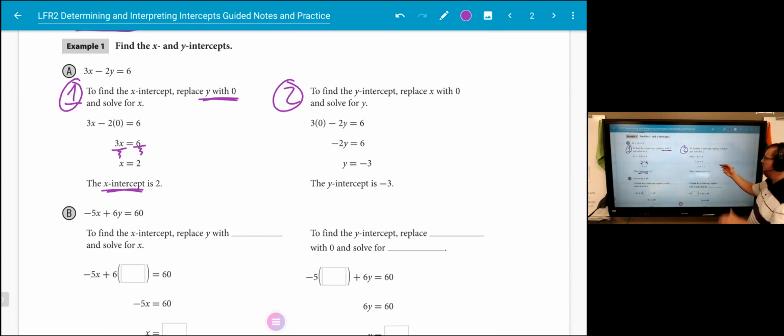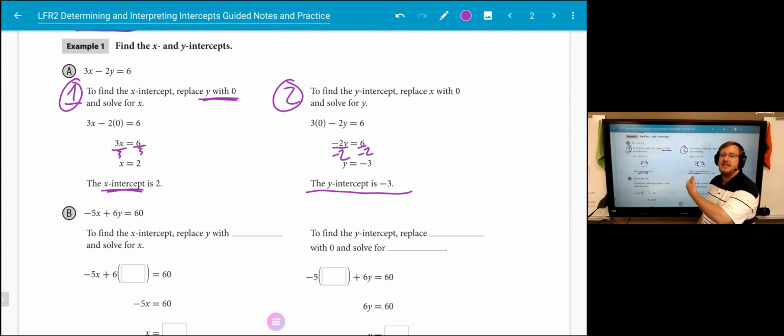The y-intercept. To find the y-intercept, we start again with the same first equation. We replace x with 0 and solve for y. Well, if I replace x with 0, 3 times 0 is still 0, right? 0 minus 2y, or negative 2y equals 6. Divide both sides by negative 2. And y equals negative 3. I'm not saying it's easy. I'm saying if you follow these steps, it's going to work for you every time.